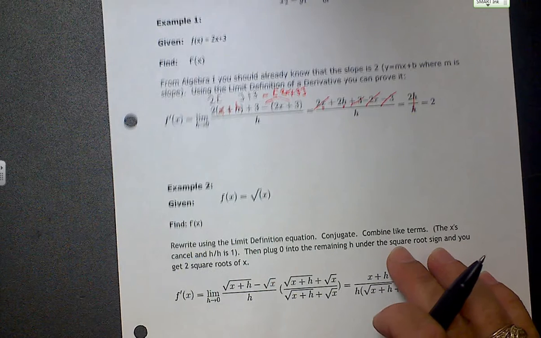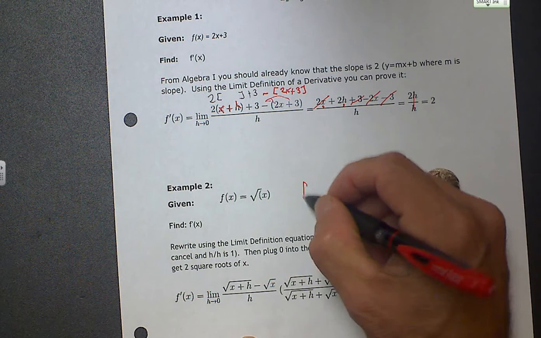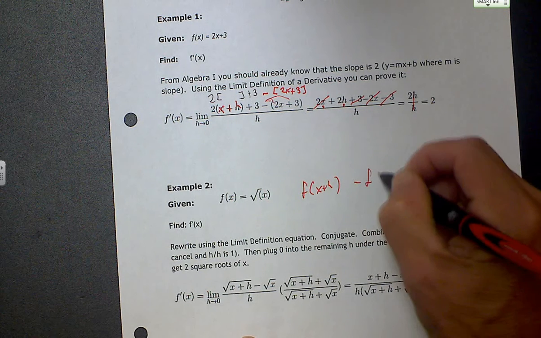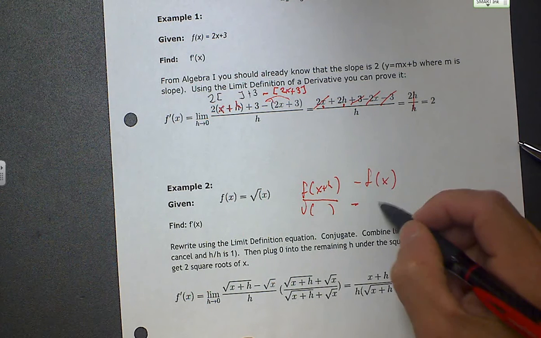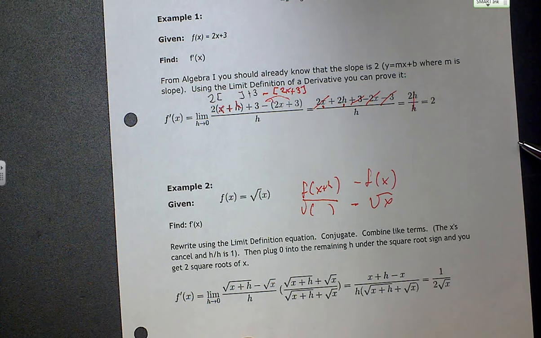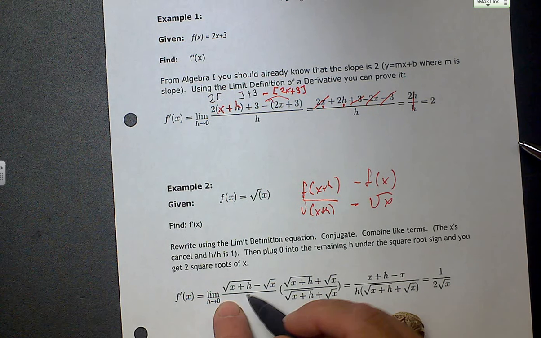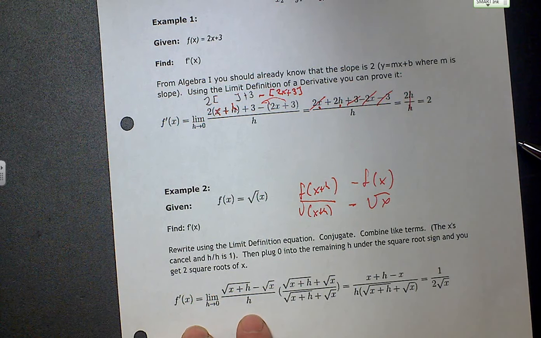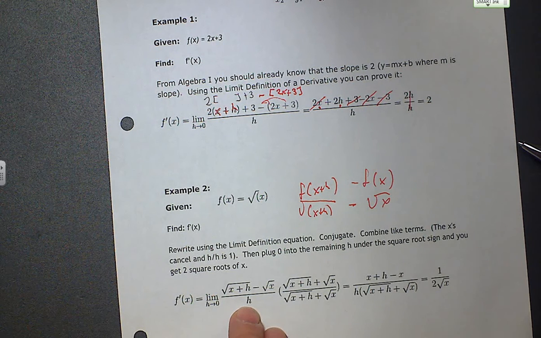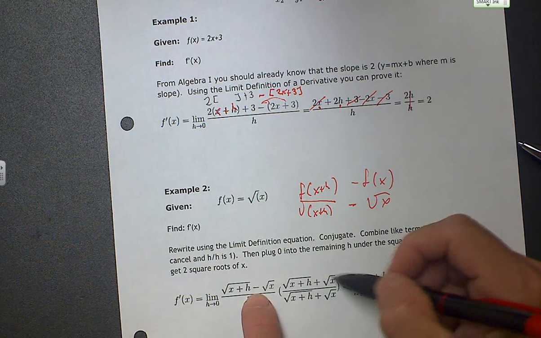Here's the same thing with a square root instead of a nice simple linear. Again, it's f of x plus h minus f of x. So there's a square root, leave yourself some room, minus the square root of x. So the square root of x plus h is what you got. There's a square root of x plus h right here, minus square root of x over h. To solve this, I can't plug a 0 in. To solve this, I have to conjugate. So I'm multiplying by this with a plus sign right here.